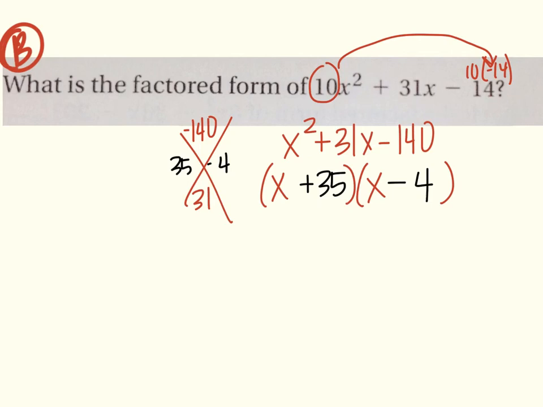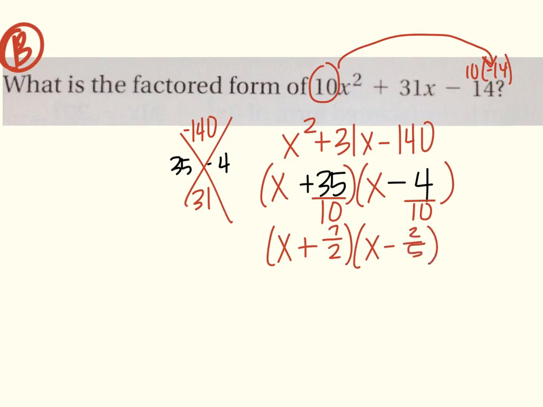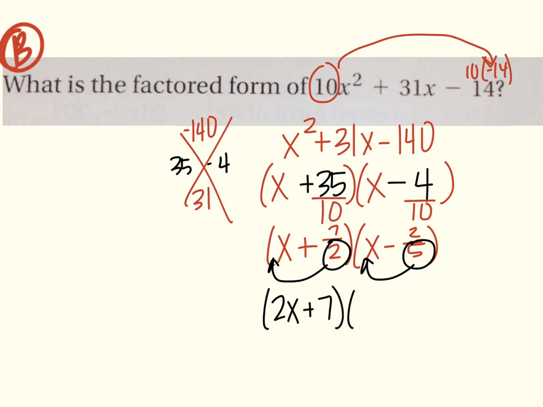Now we have to divide by the leading coefficient, so we're going to divide by 10 and reduce the fractions. Then you're going to do bottoms up. So you're going to take the denominator and put it in front of the variable. So we're going to have 2x plus 7, 5x minus 2. And those are my factors.